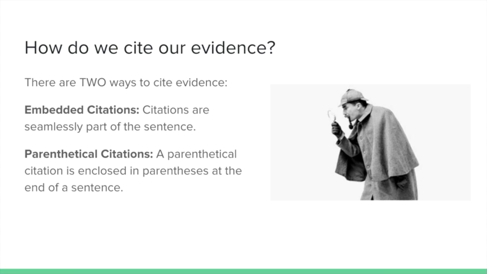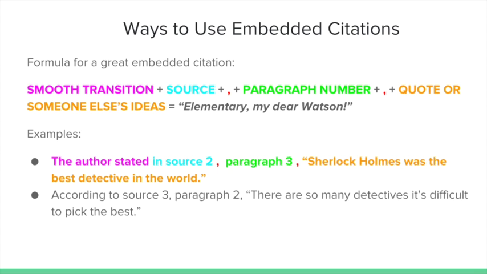But then we also have a parenthetical citation. This is a citation that is kind of antisocial. It's away from the sentence. It's not actually inside of it, and it's enclosed in parentheses at the end. So let's take a closer look at both of these. We've got ways to use embedded citations, so let's talk about those first.